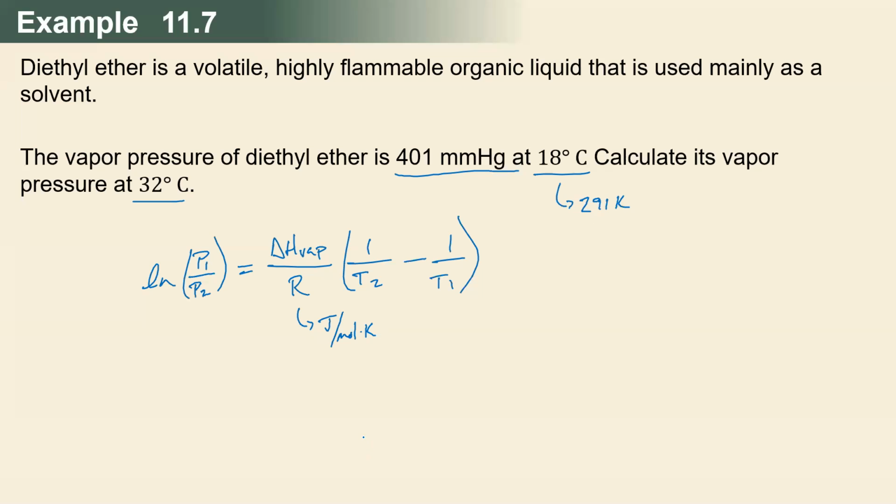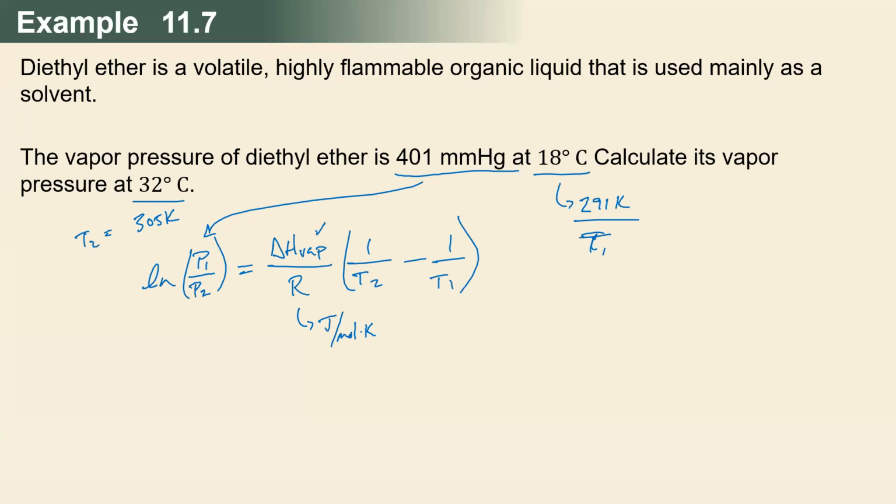Okay. The other thing we need, so we have our P1. We have our 2 temperatures. There's one, T1. Here's another, T2. 32 plus 273 is 305 Kelvin. That's going to be T2.